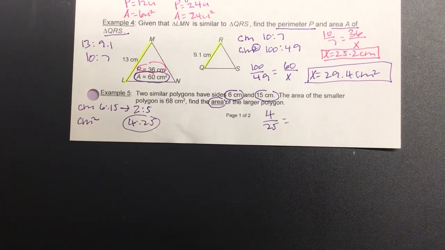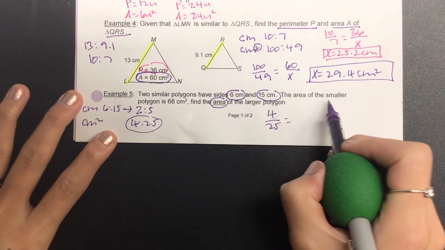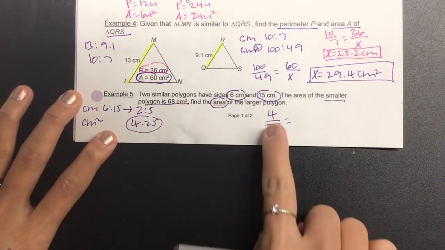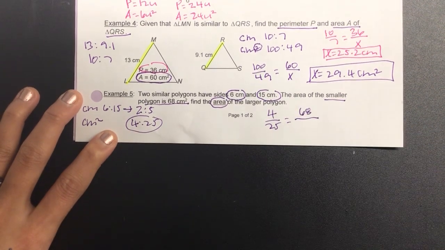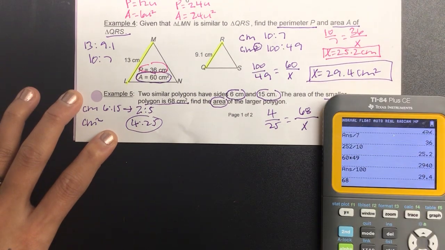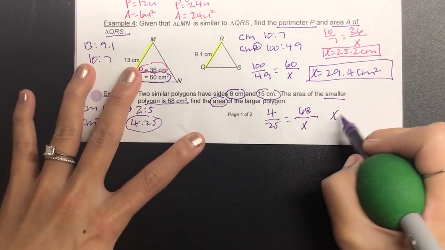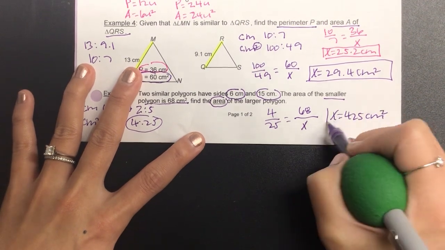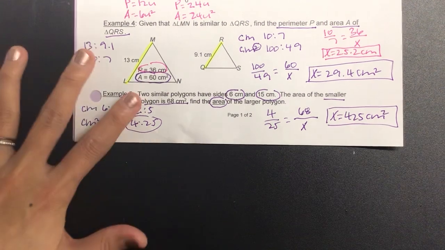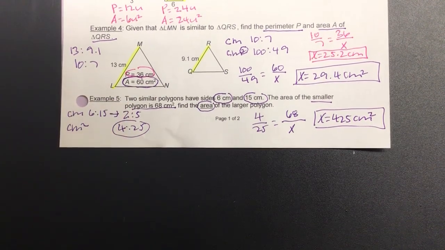Which polygon is given? The smaller one is given, or the bigger one, bigger area is given? Smaller. Smaller area is given, so 4 is smaller than 25, so 68 goes on top. And then we have our x. Let's cross multiply. 68 times 25 divided by 4. So our x is 425 centimeters squared. So in summary, whatever you are looking for, ask yourself, what does the units look like? Take that ratio. All good? Okay.